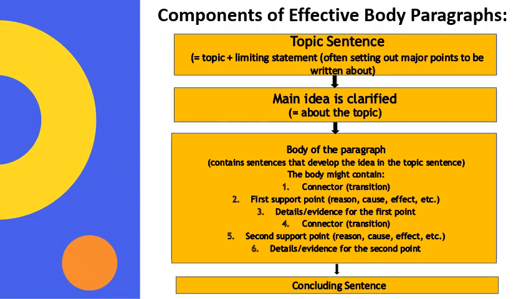So this is a little bit of an overview of kind of like the anatomy of a body paragraph. So not every single body paragraph will look like this, but this is a general guide that you could follow. So you'll start with a topic sentence, which has your topic, and then a limiting statement, which is something that focuses the idea. And this often sets out the major points that you're going to discuss. So just like a thesis statement guides your essay, a topic sentence is the guide for that particular paragraph.